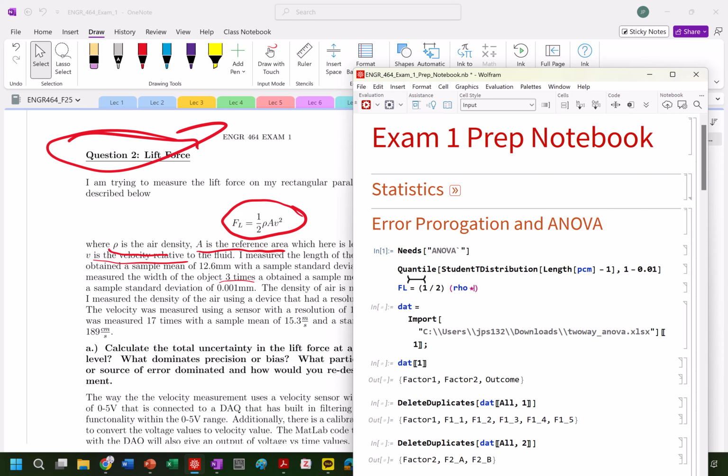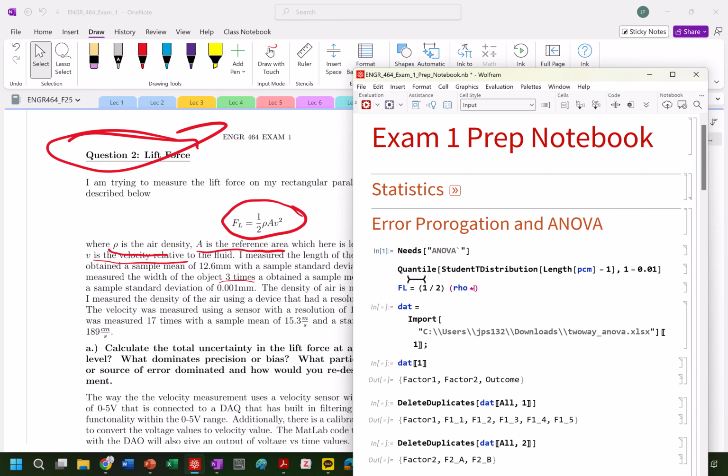What we can do right now, and I would suggest doing so, is say nominally our rho is going to be equal to what? Grams per meter cubed. We need it in kilograms, so 1,225 times 10 to the minus 3, right? And then our velocity is nominally, and we can just define this right now, a sample mean of 15.3. So this is going to be our bias error, quite large. So that's what we got there.